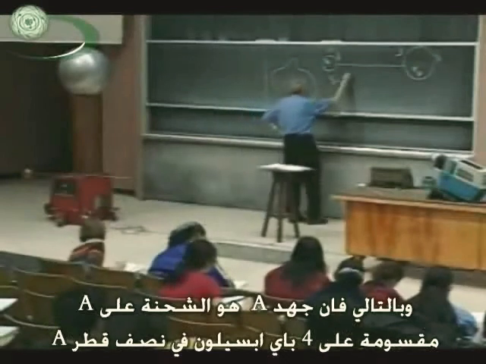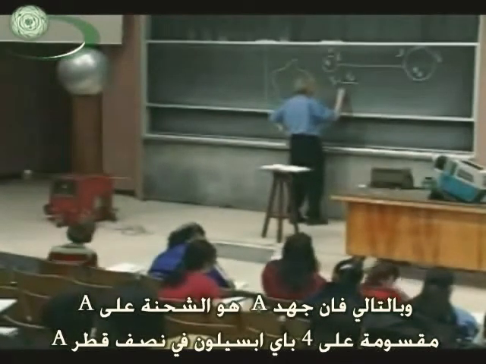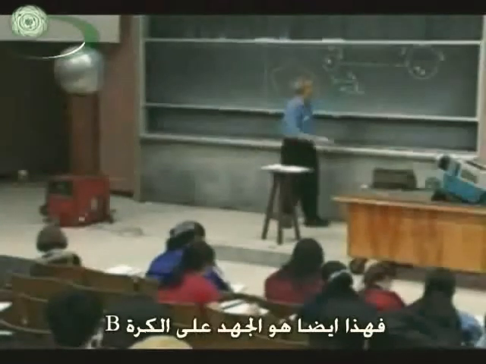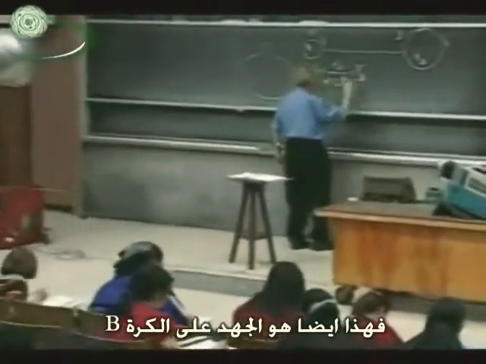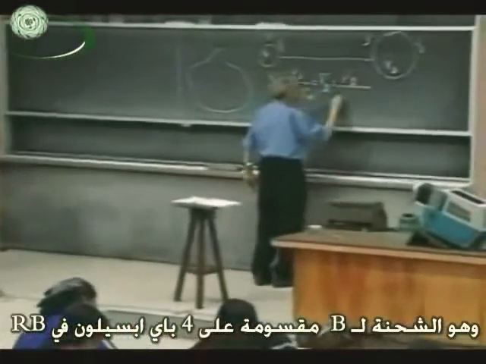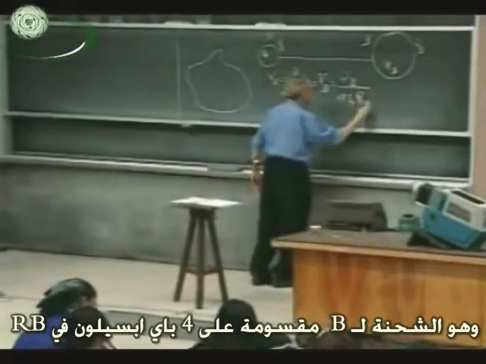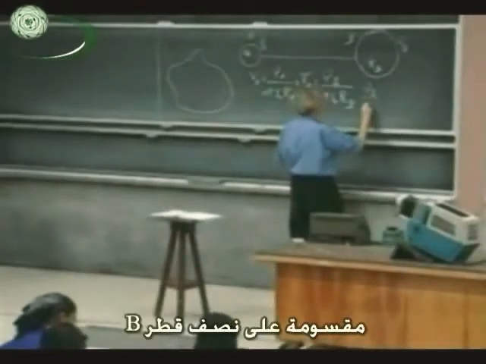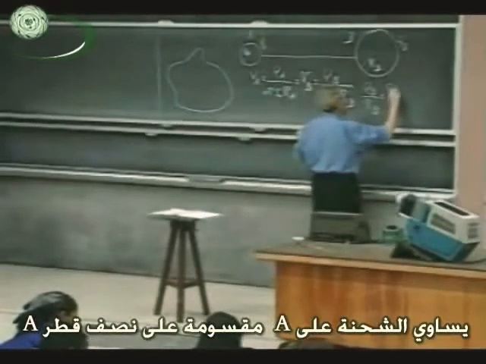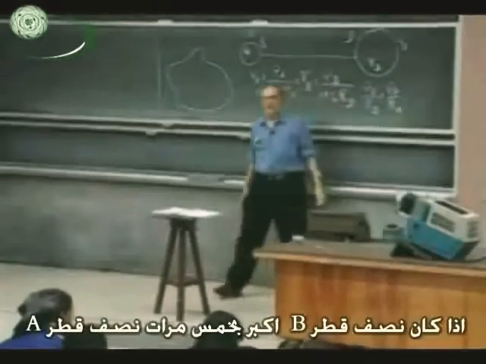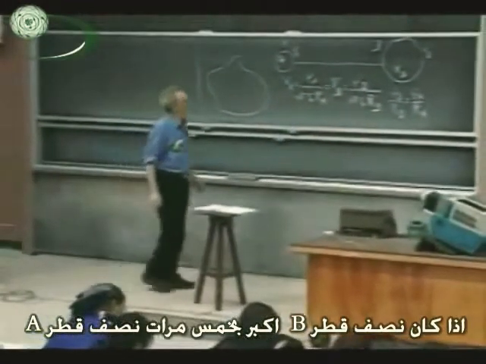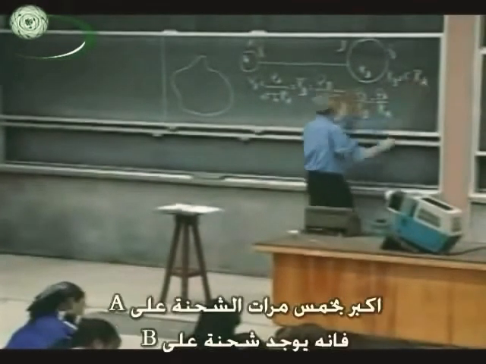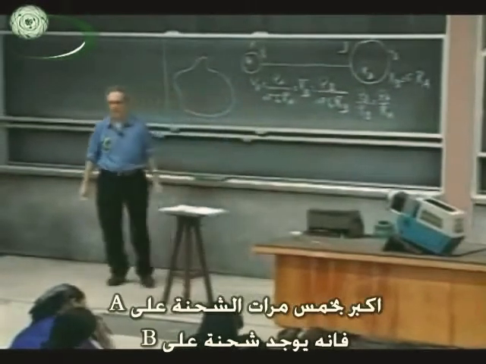And so the potential of A is then the charge on A divided by 4 pi epsilon 0, the radius of A. But since it is an equipotential, because it's all conducting, this must be also the potential of the sphere B, and that is the charge on B divided by 4 pi epsilon 0 r of B. And so you see immediately that the charge on B divided by the radius of B is the charge on A divided by the radius of A. And if the radius of B were, for instance, 5 times larger than the radius of A, there would be 5 times more charge on B than there would be on A.